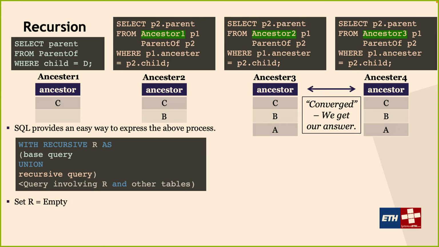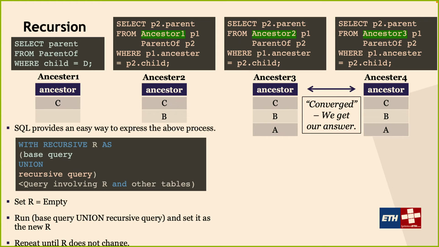So how does the database try to run this query? When the database tries to run this query, it's very simple. It first sets R to empty. The starting point is that R is empty. Then it tries to run this base query union recursive query once and sets the result as a new R, and then runs it again, until the result doesn't change. And then the system allows you to run the last row, which is a query involving R.